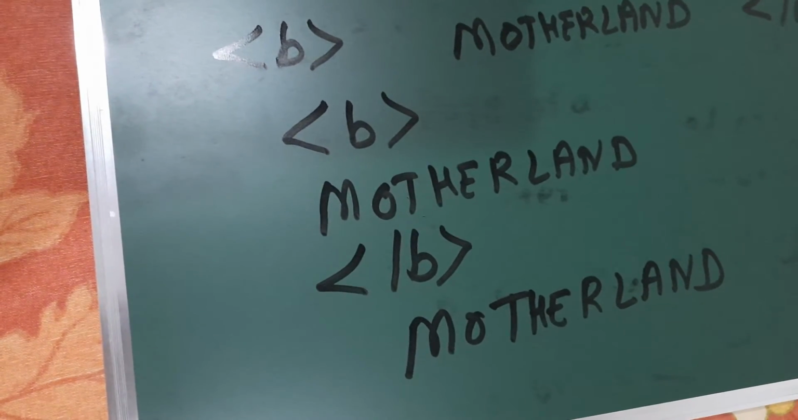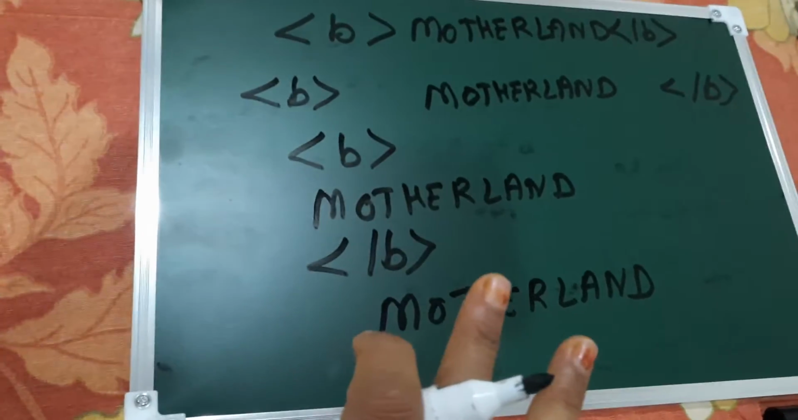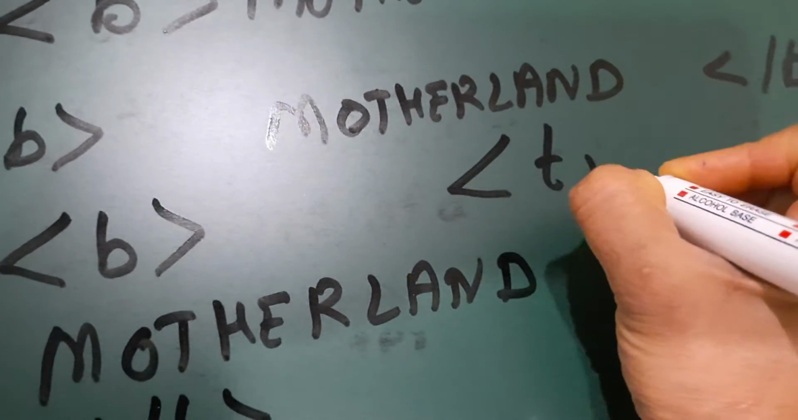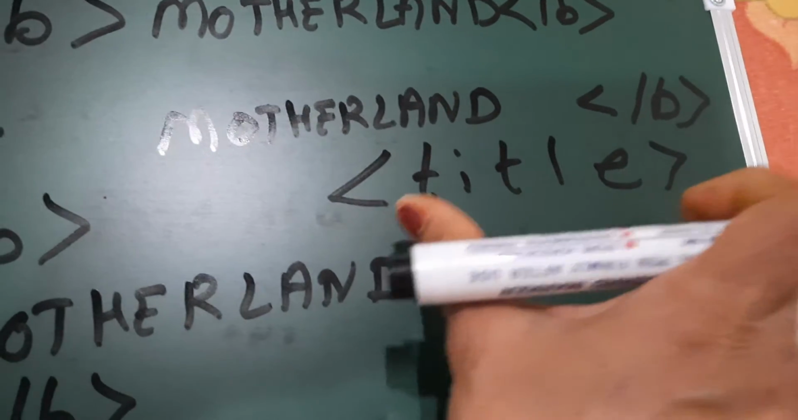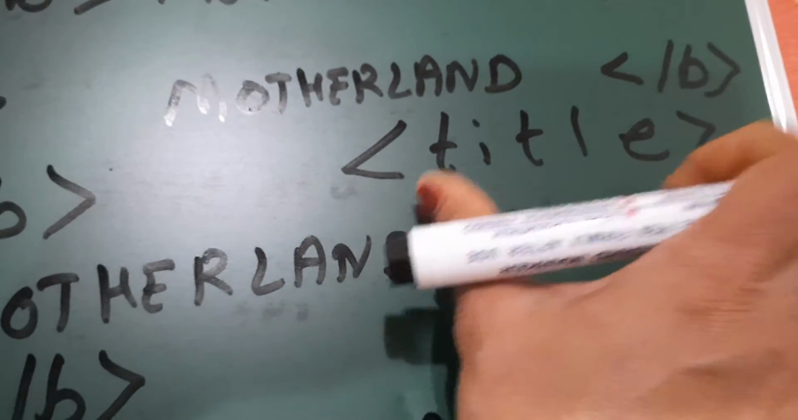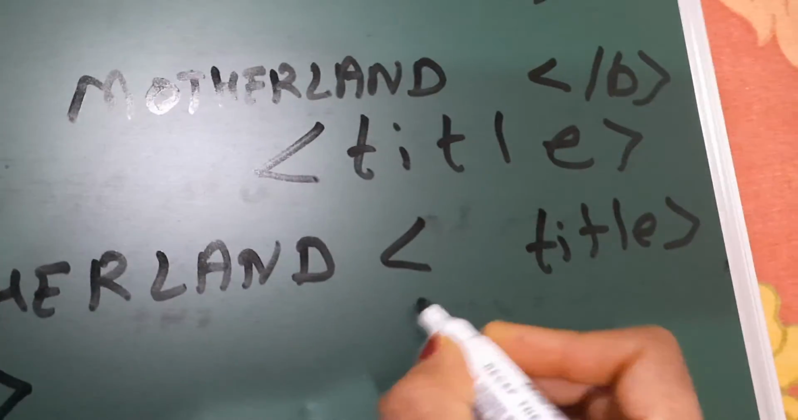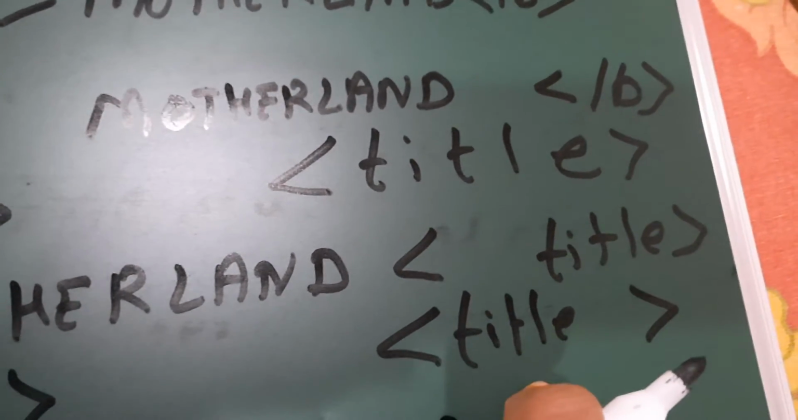That means the following statements are incorrect. This one you have written is okay, but if you write like this, title with a space, the tag should not have space, it is incorrect. This is also incorrect. Here space, here no space, incorrect. This is also incorrect. This is also not allowed.